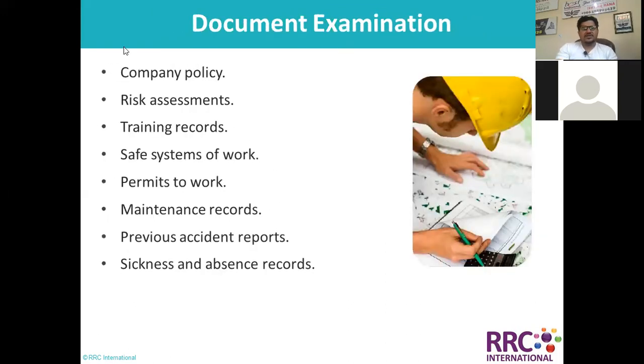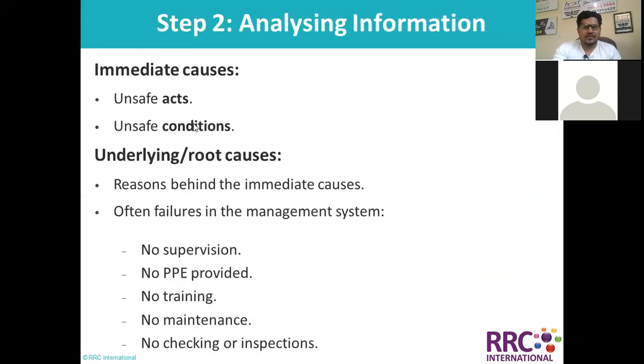Document examination: you can check the company policy, risk assessments, training records, safe systems of work, different kinds of procedures, permits to work, maintenance records, previous accident reports, sickness and absence records. You can examine documents to double check and collect maximum information to investigate the incident. That was all about step number one. Now let's talk about step two.